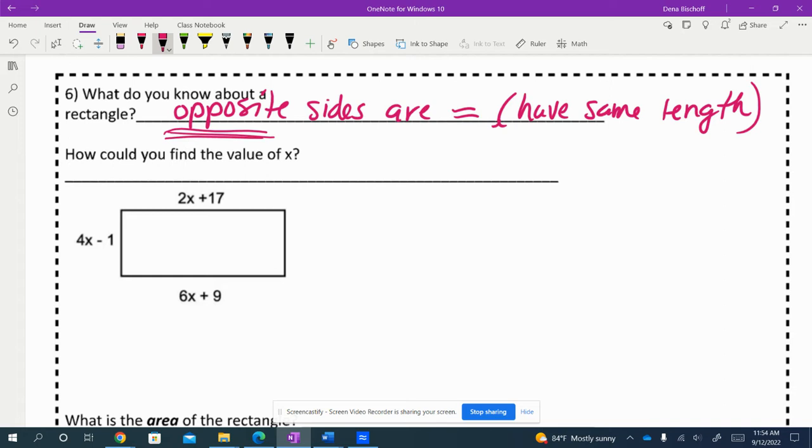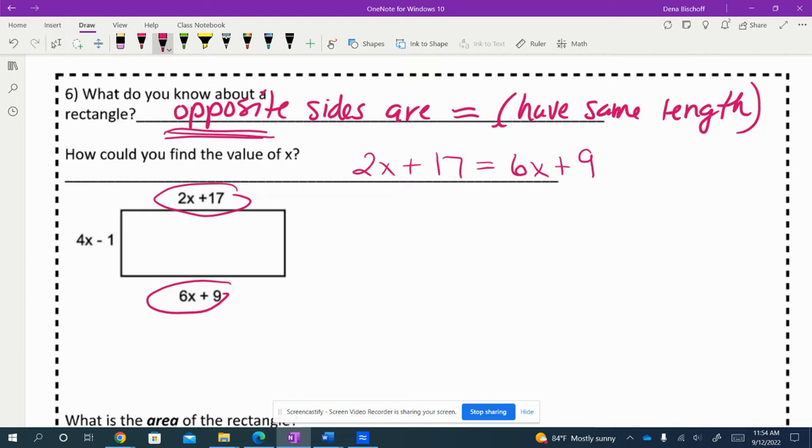What two sides are opposite each other? Meaning across from each other. Go ahead. 2x plus 17 and 6x plus 9. Yeah. So if opposite sides are equal, that means that 2x plus 17 has to equal 6x plus 9. Do you guys see how that 4x wouldn't work for us? The 4x minus 1 would not help us because we don't know its opposite side.